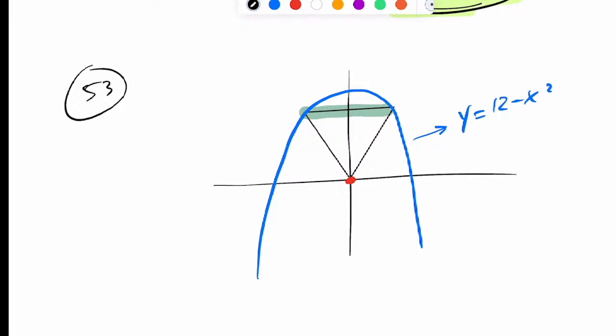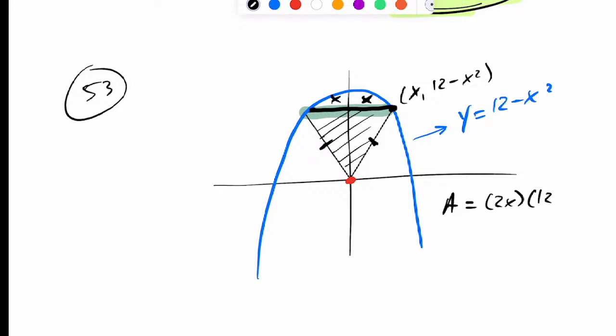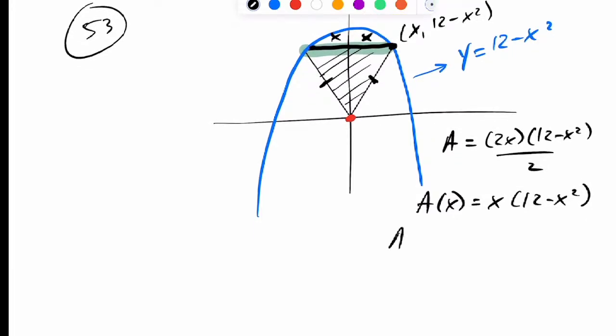So you want to maximize the area of this isosceles triangle. This point right here is x, 12 minus x squared. So the area of this triangle is the base, which is the distance from here to here. This is x and this is x, so the base is going to be 2x. The height is going to be 12 minus x squared, and then you're dividing by 2. So my area function, Ion, is going to be x times 12 minus x squared. And that's what you're looking to maximize.